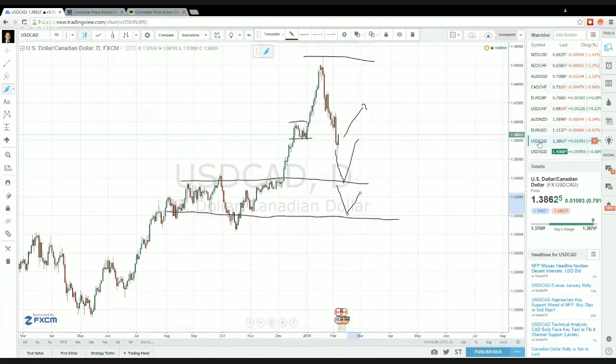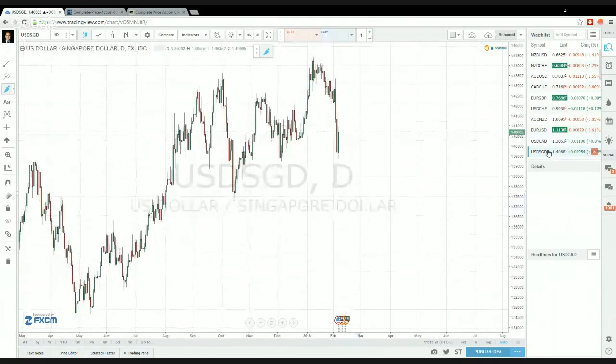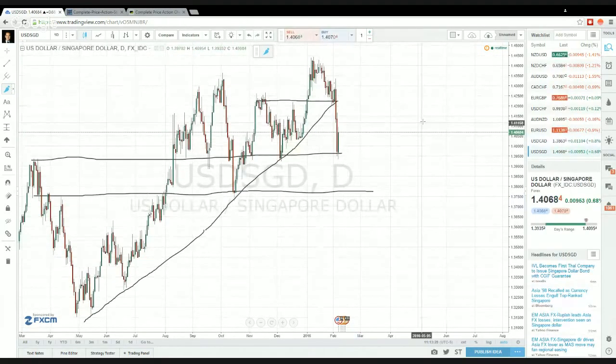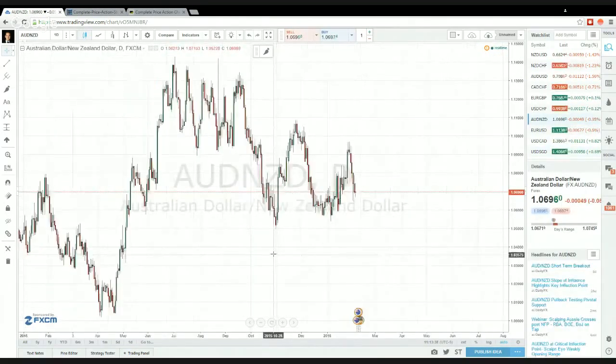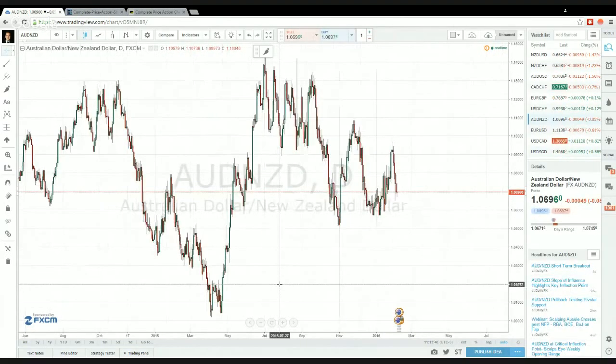Now let's take another pair. Well, this one is interesting because I took a couple of trades on that pair. So I'm not going to go over that because I have a couple of videos. USD Singapore dollar, it's pretty interesting. Let's take another one. Australian dollar and New Zealand.